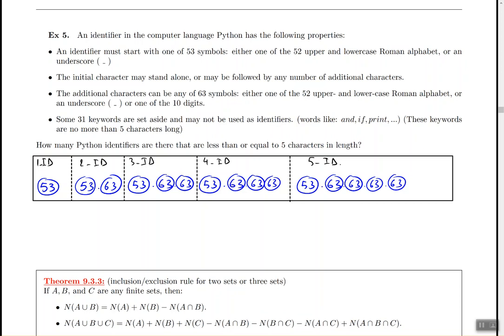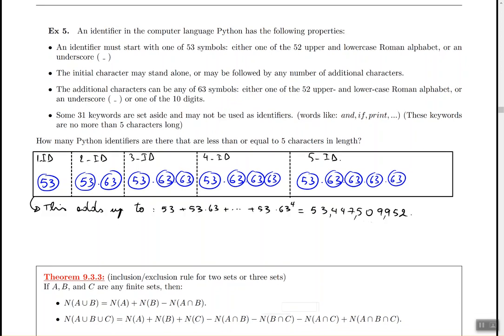Okay, so let's go ahead and do that. Let's say roughly 53 billion. Okay, now some of these are not allowed. There are 31 keywords that are not allowed. So what's the answer? Well, since 31 words are not allowed, we're going to have to take this ridiculously large number and take away the 31 words that are not allowed. So basically use the difference rule.